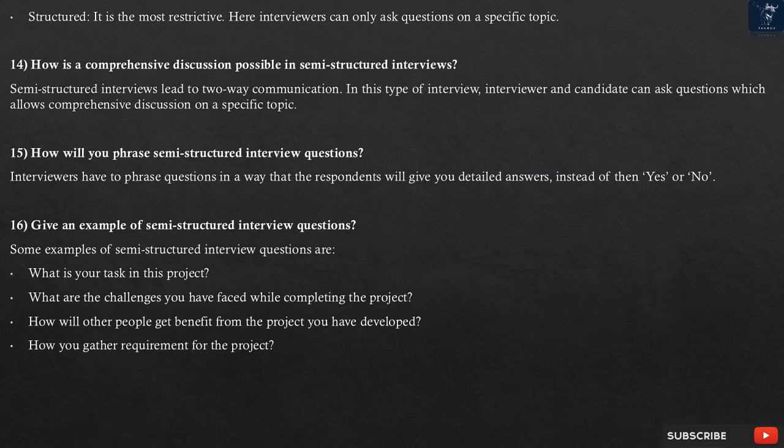14. How is a comprehensive discussion possible in semi-structured interviews? Semi-structured interviews lead to two-way communication. In this type of interview, the interviewer and candidate can ask questions, which allows comprehensive discussion on a specific topic.